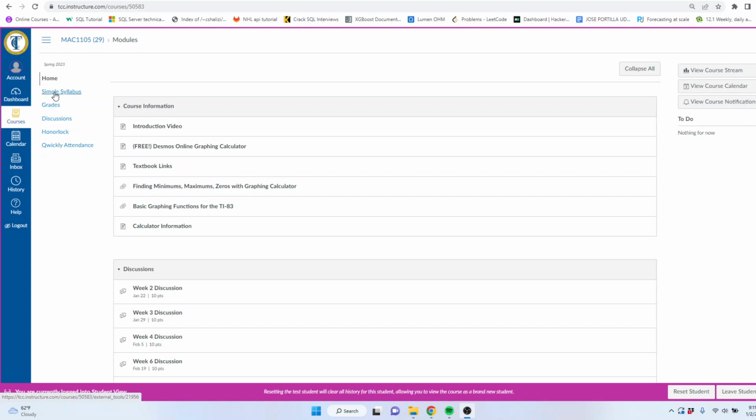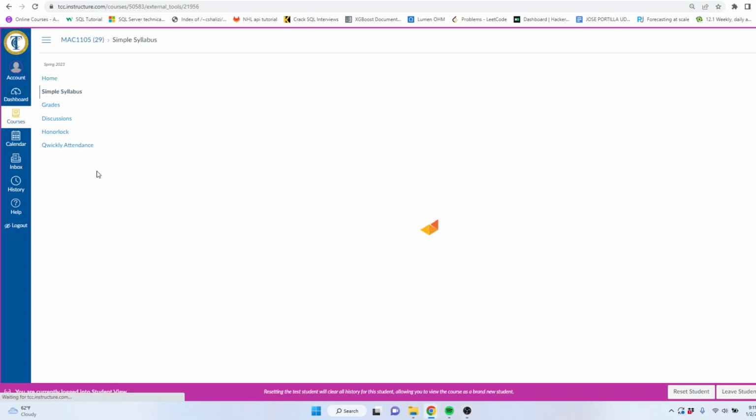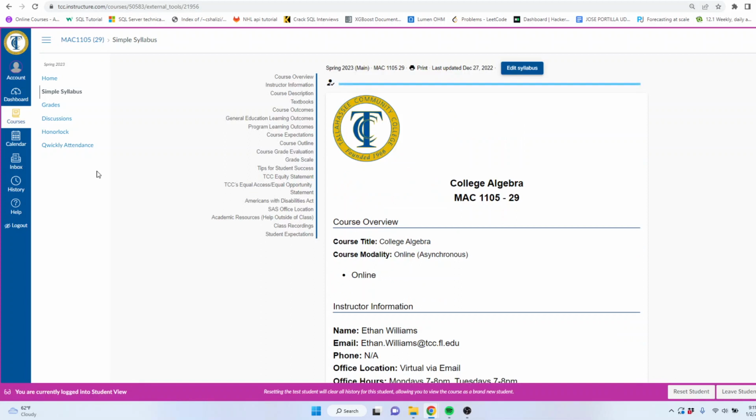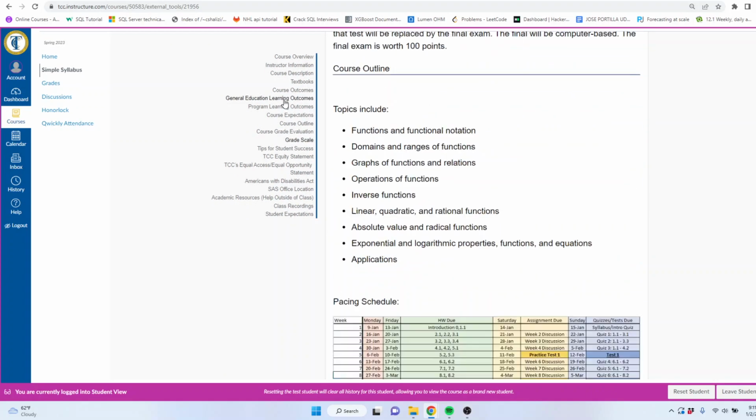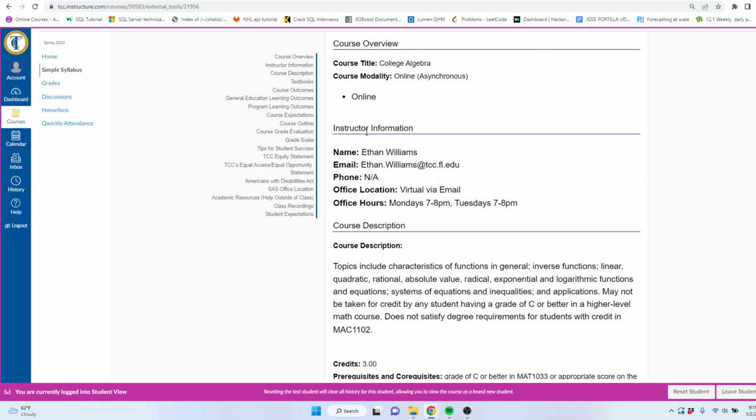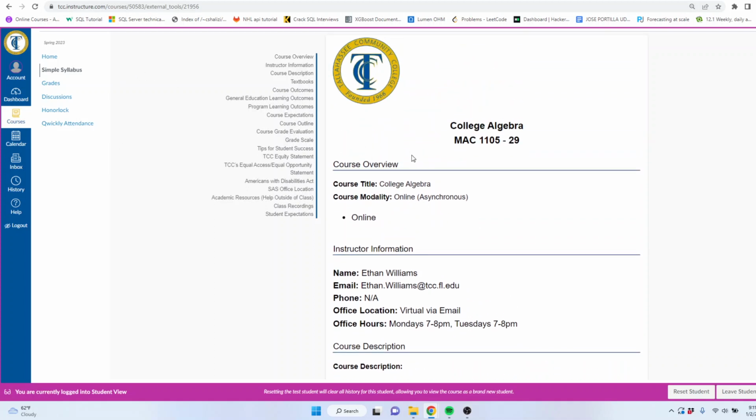So I'll start by going to the Simple Syllabus tab. TCC has made a change this semester, and going forward, instead of having our typical syllabus, we'll have what's called a Simple Syllabus. It's very straightforward and direct. I think it's a lot easier, and there are these tabs here. So if you're unsure about something, you can just click on it. You don't even have to scroll down. It'll take you to the information. Right, and I'm in student view, so what I see is exactly what you should see. Right, so we'll go ahead and get started.